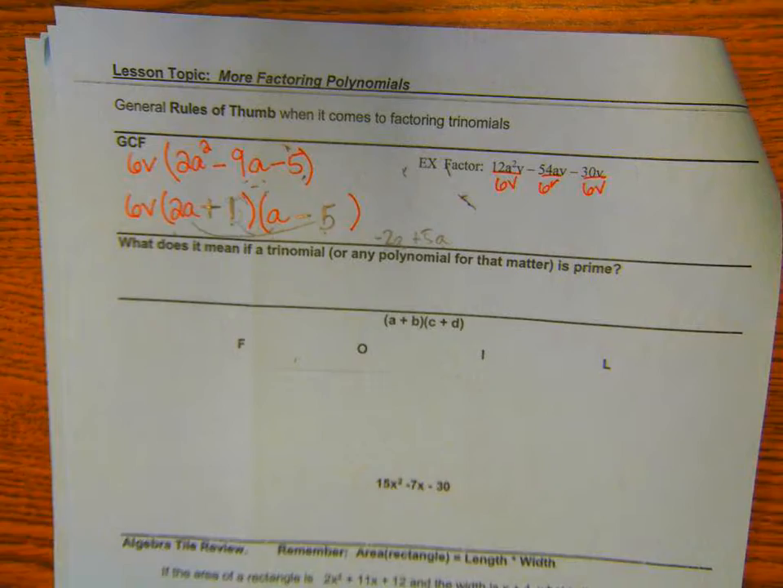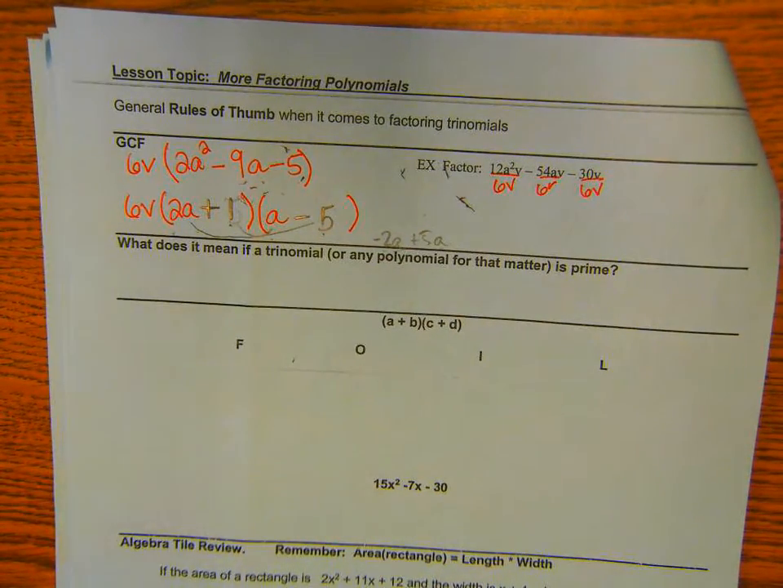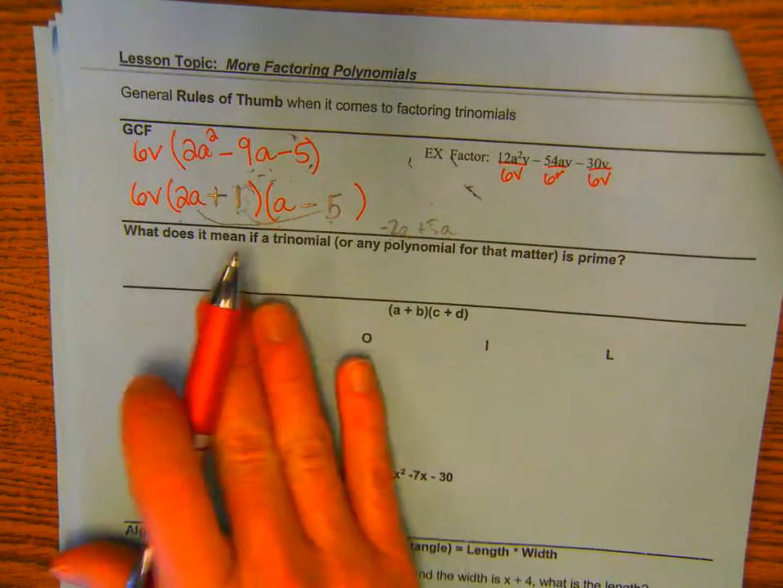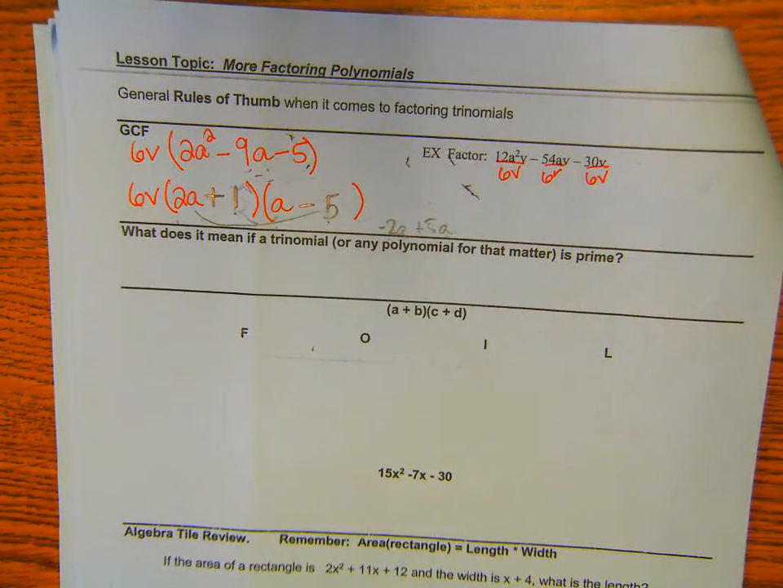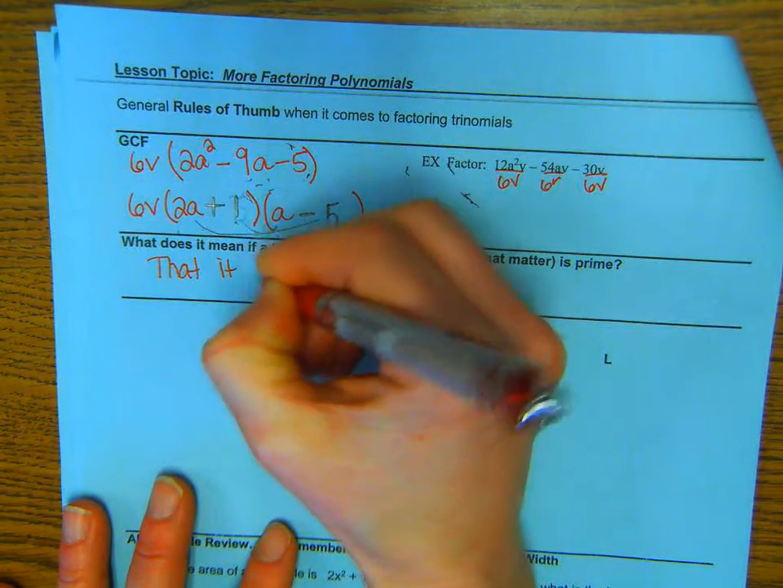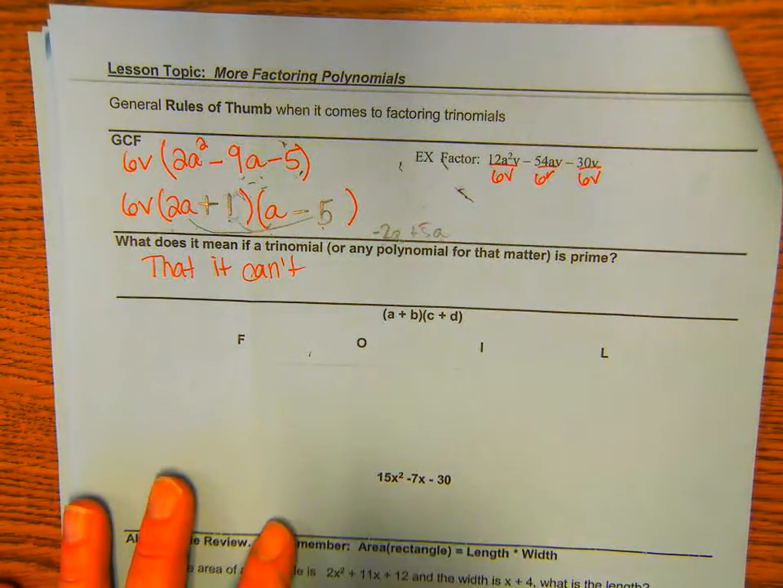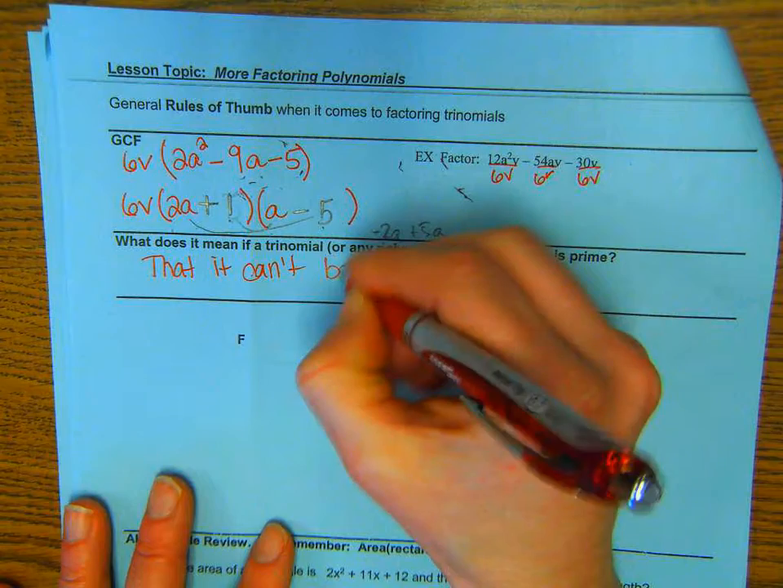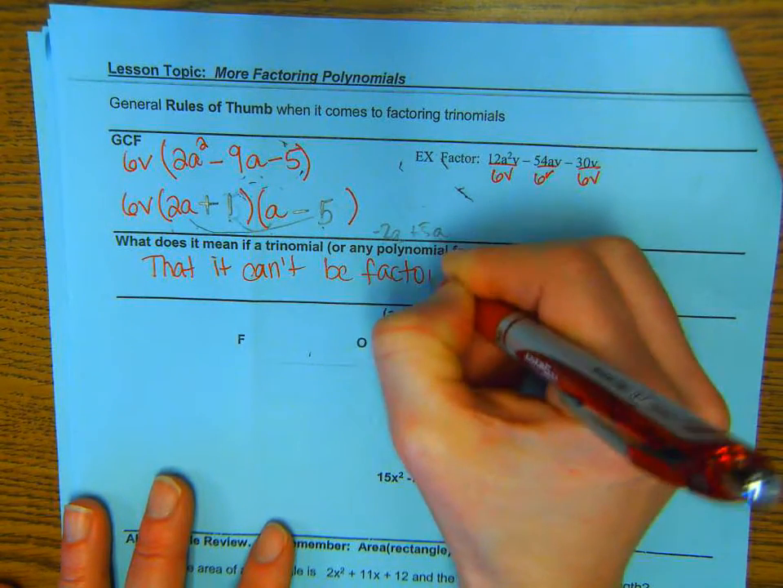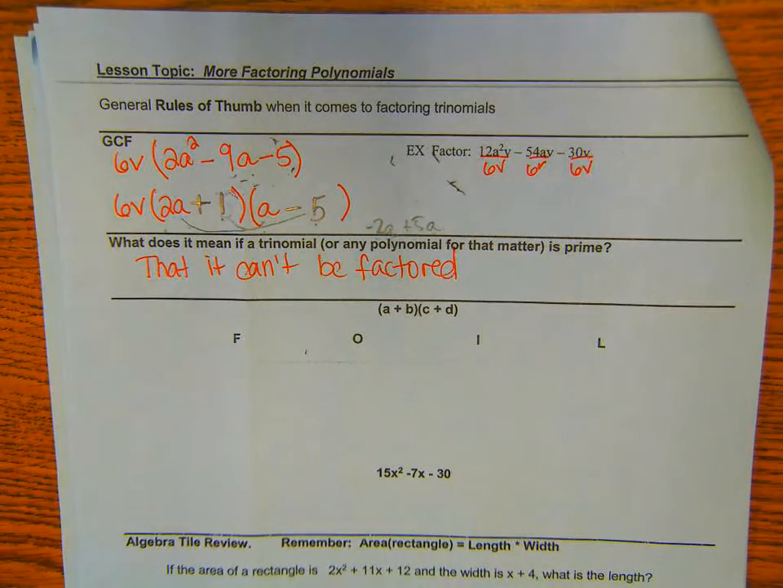We talked about this yesterday. What does it mean if a trinomial or any polynomial is prime? Yep, that it can't be factored. And that means it doesn't even have a GCF. That it can't be factored. Okay.